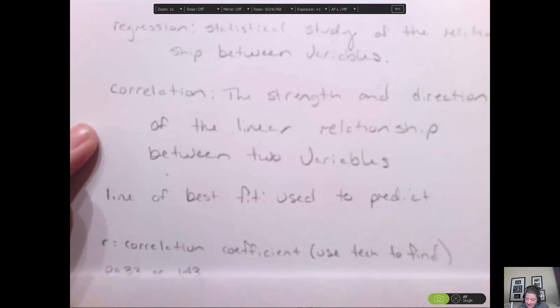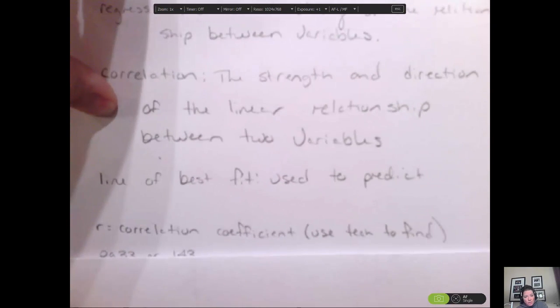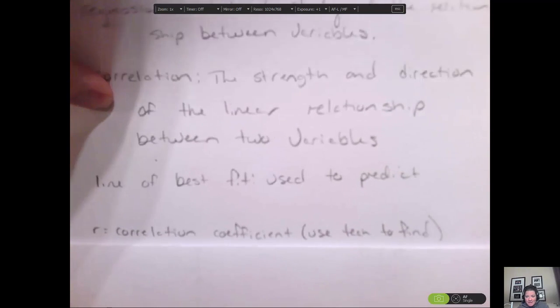The line of best fit is the line that fits your data the best. We're only using lines in this section, and we use it to predict. And we're going to find something called the correlation coefficient. It's represented by a little r. And we're going to use technology to find it. You have to use technology to find this. The formula for it is really cumbersome.